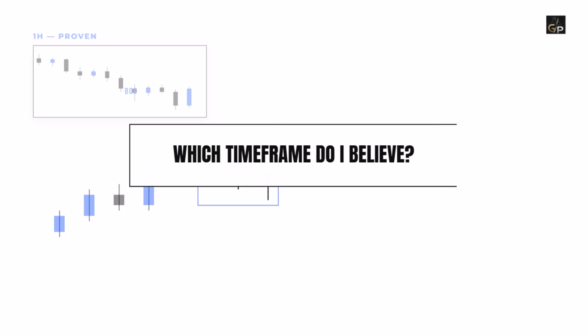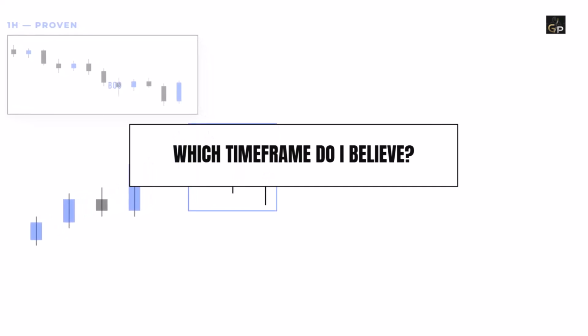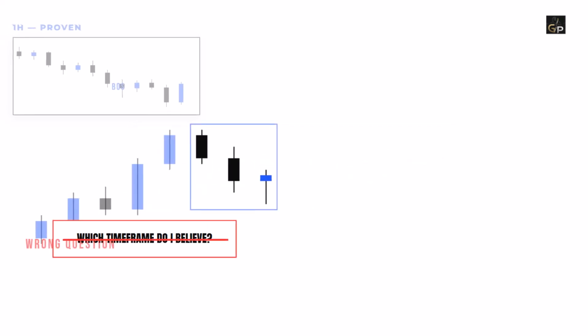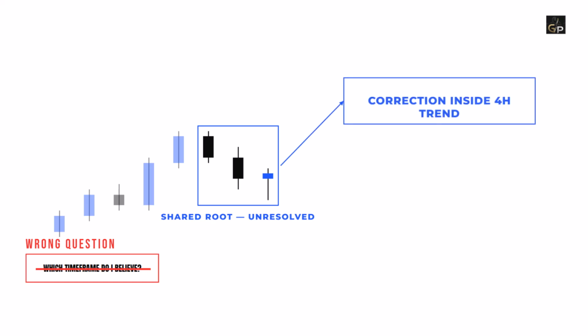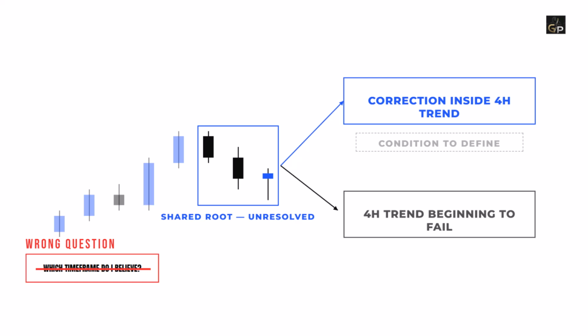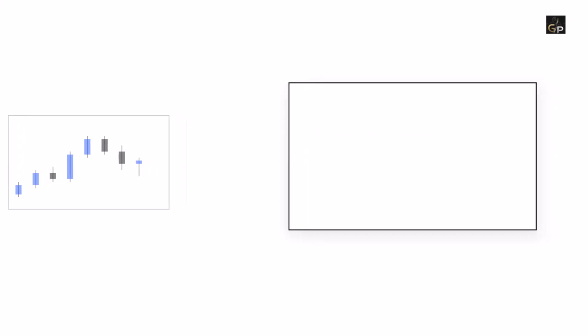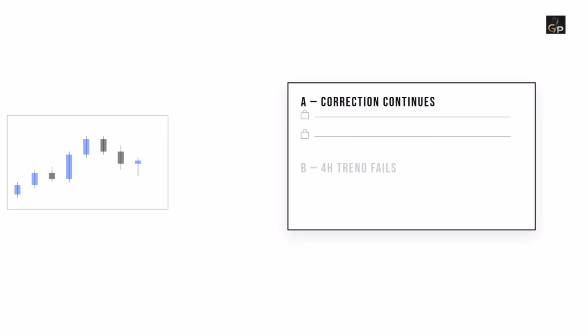Once that lands, the question you've been asking turns out to be the wrong one. You were asking which time frame to believe. The question that actually has an answer is whether this lower time frame move is a correction inside the higher time frame trend or the beginning of that higher time frame trend failing. And you cannot know that yet. Nobody can. What you can do right now, before anything happens, is write down precisely what would distinguish the two.